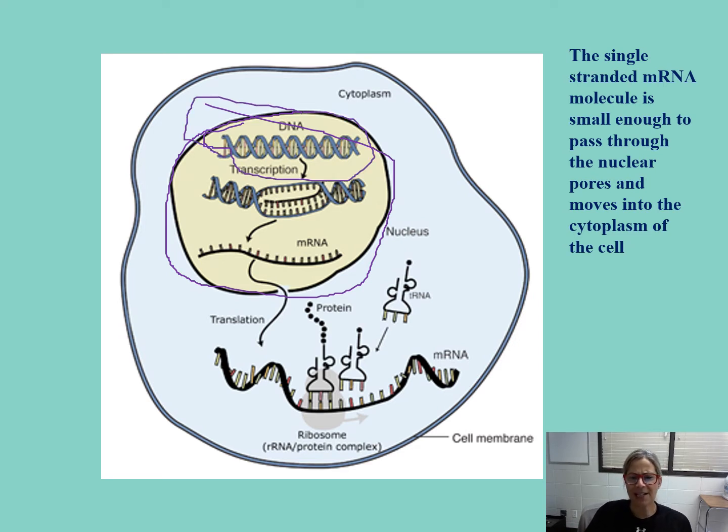Now remember that the DNA is a very large molecule, and it is in fact too big to pass through the pores in the nuclear membrane, and as a result we need a way to get that genetic information out of the nucleus and into the cytoplasm, because that's where the ribosomes are, and the ribosomes of course are necessary for protein synthesis.